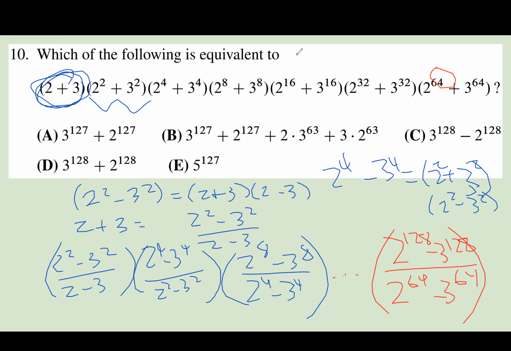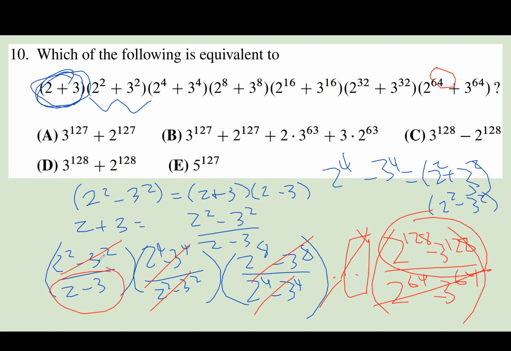That'll give me that. And then notice how this cancels with this, cancels with this, will cancel with the next one, right? The top of the one before cancels with the bottom of the next one. So that 2 to the 64 minus 3 to the 64 will cancel. So we're just going to be left with 2 to the 128 minus 3 to the 128 over 2 minus 3. But 2 minus 3 is negative 1, which basically takes this and just turns it around.